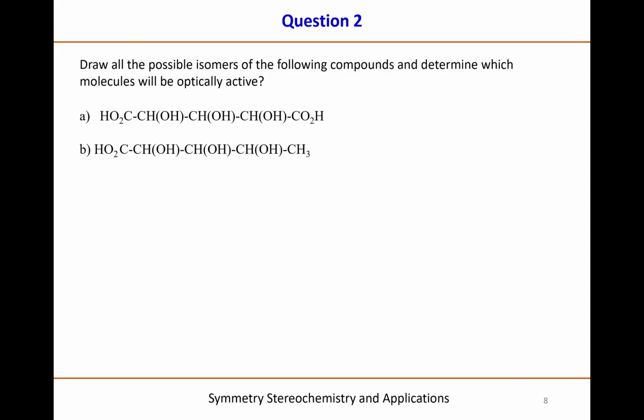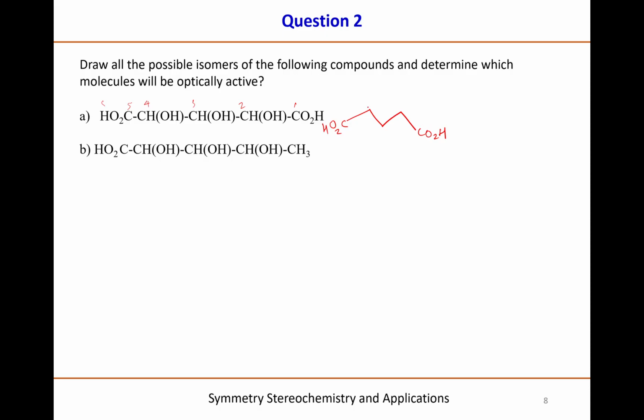In this case, draw all the possible isomers of the following compounds and determine which molecule will be optically active. So here we have given two questions. The first one, I will first convert the molecule into zigzag form. How many carbons are there? 1, 2, 3, 4 and 5. These are 5 carbons. So at one end we have CO2H and at another end we have CO2H.